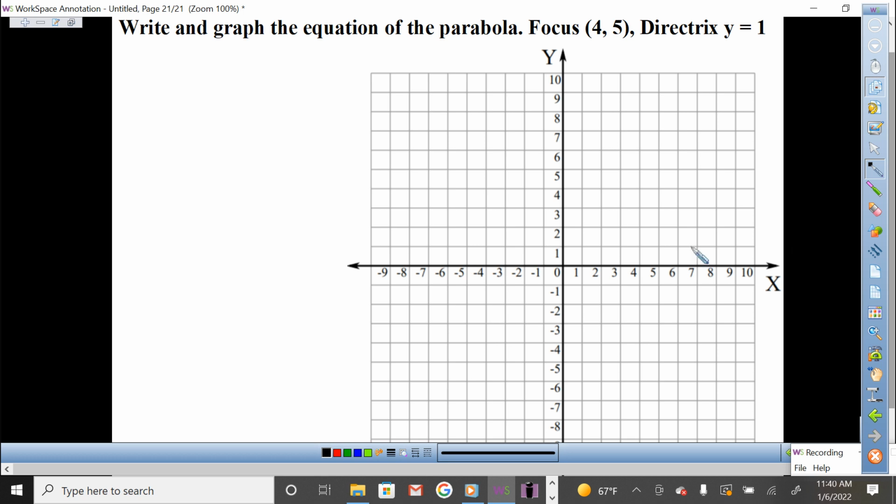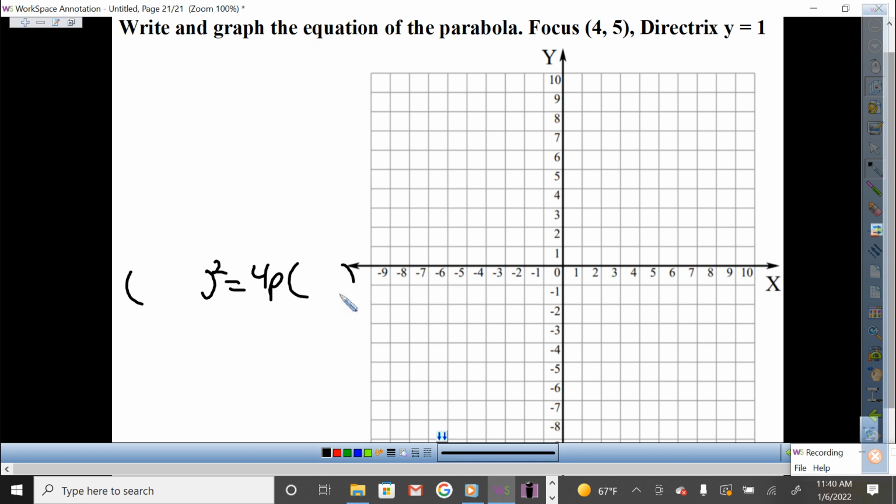Halfway down one coordinate plane, I want you to write your new equation according to the directrix. Look at the directrix. Something squared, 4p, and something. All right, share with your neighbor your equation, see if they got it.